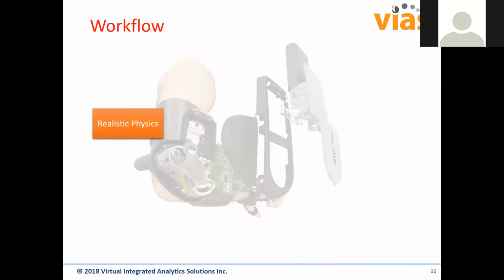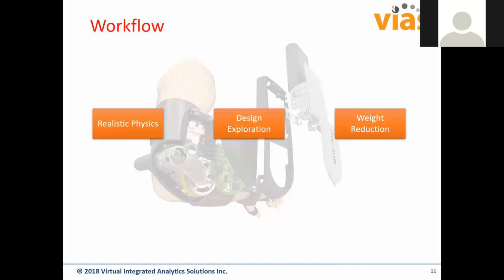So looking at the three phases of the simulation that we will do based off our three questions that we want to get answered. We'll start with making sure that we have a good understanding of the realistic physics of the problem with FEA. We will then take a look at exploring the design by changing some parameters. And finally, we'll see where we might be able to do some weight savings on this design.